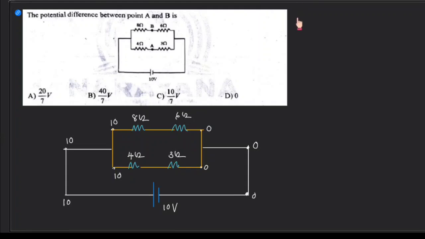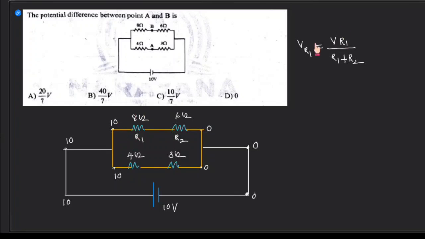So voltage division logic can be written as, for example, let me say here the resistor is R1 and let's say this resistor is R2. So the voltage drop across this R1 will be equal to total voltage into that resistance by total resistance, R1 plus R2. Right, so this is the voltage drop.